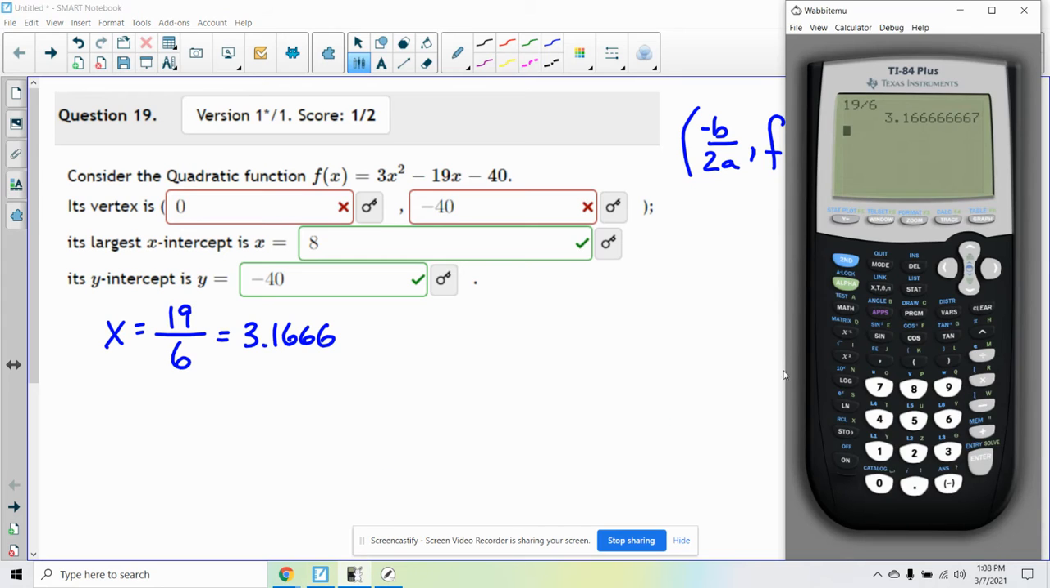equation. So I'm going to do 3 times, let's just do 3.16. We'll do 3.17. That should be good enough. 3.17 squared minus 19 times 3.17 minus 40. So we get negative 70.083.